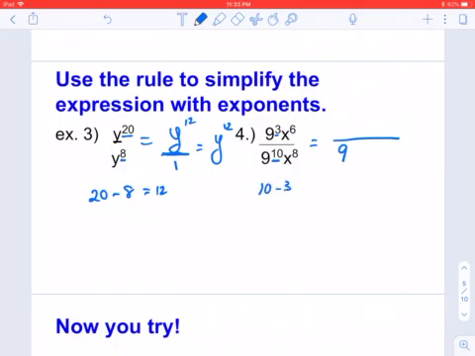So if we subtract the exponents, 10 minus 3 is equal to 7. So we get 9 to the 7th in the denominator.